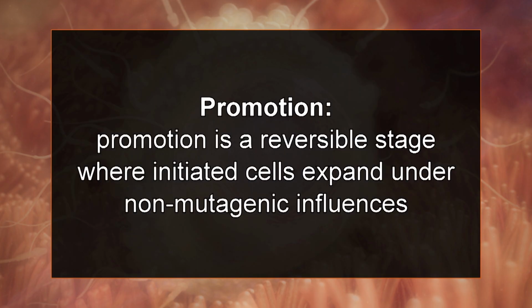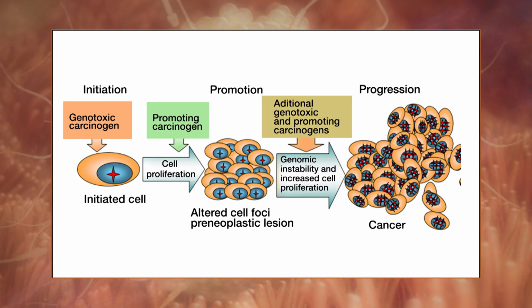Then promotion. Promotion is a reversible stage where initiated cells expand under non-mutagenic influences. For example, it includes phorbol esters activating protein kinase C or PKC, or hormonal stimuli like estrogen promoting cell growth. Chronic inflammation via cytokines such as interleukin 6 also accelerates clonal expansion.